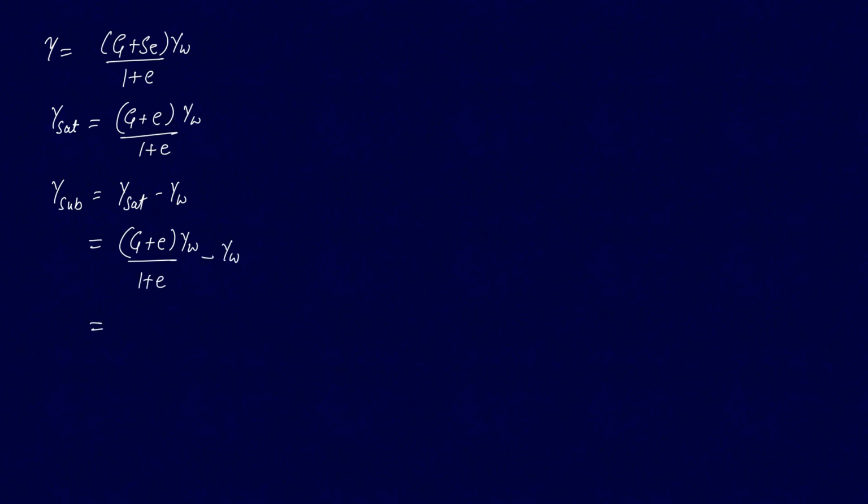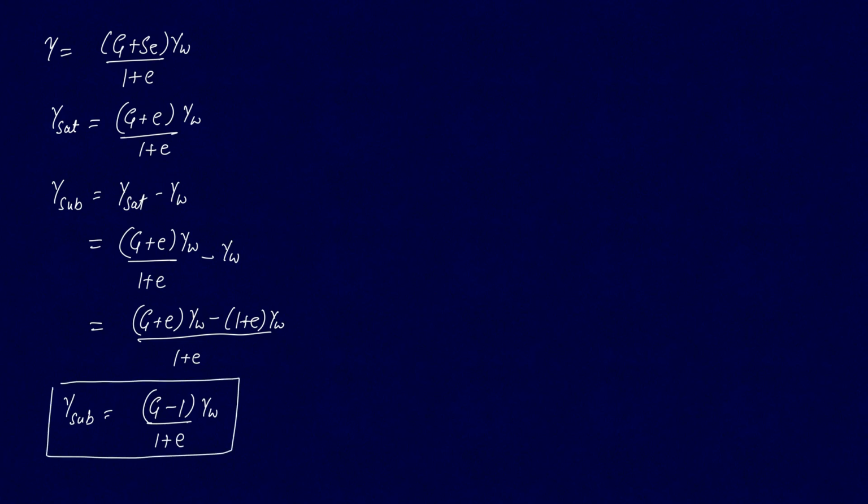Take the LCM. So this will be equal to G plus E times gamma W minus 1 plus E times gamma W divided by 1 plus E. So now here you will see that G, E and E will cancel out, and minus 1 will remain here multiplied by gamma W over 1 plus E. So this is the formula for gamma submerged.